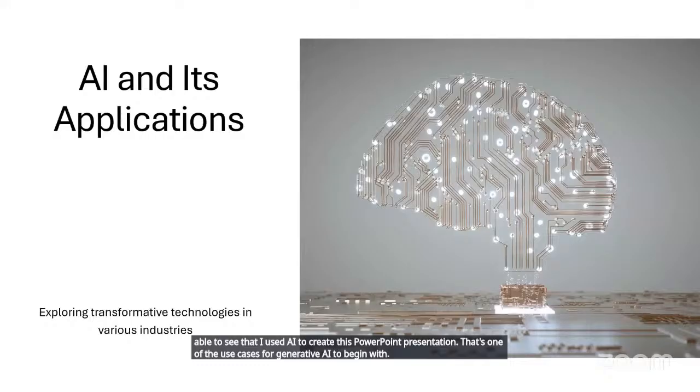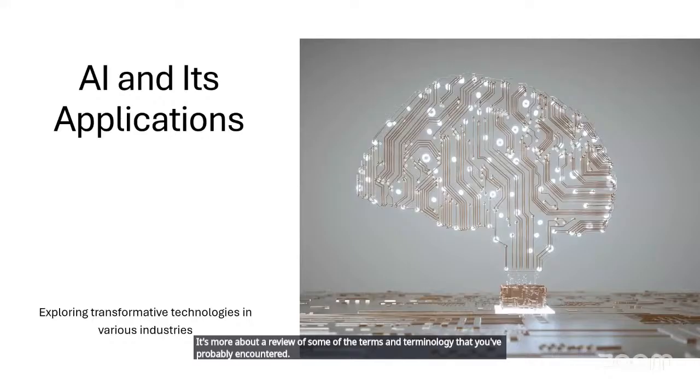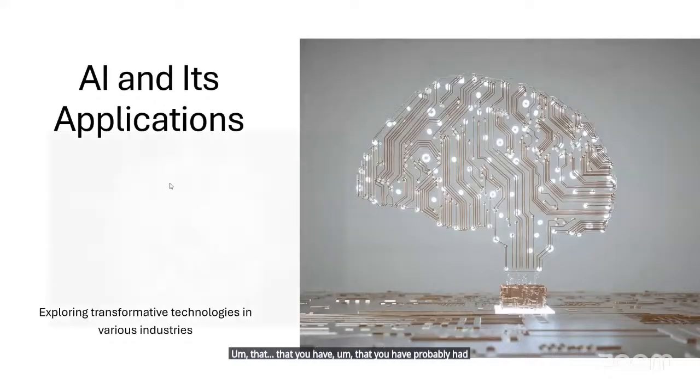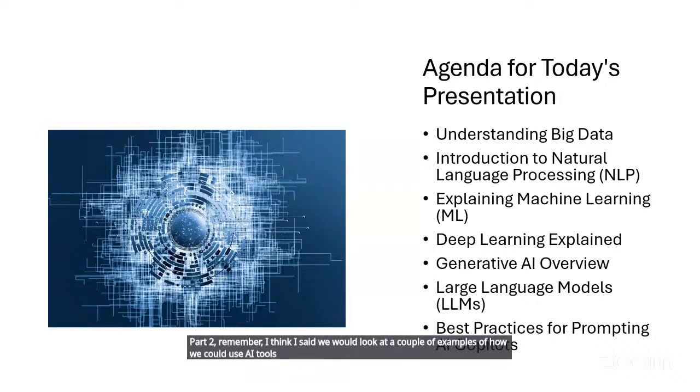In this presentation, honestly, it's not going to take us that long to work through. It's more about a review of some of the terms and terminology that you've probably encountered and have probably had presentations about before, but perhaps not in the same format. So this is part 1. Part 2, remember, I said we would look at a couple of examples of how we could use AI tools. And in part 3, we will bring everything together for policy generation and in particular curriculum development.